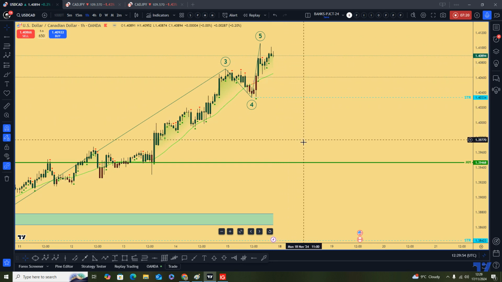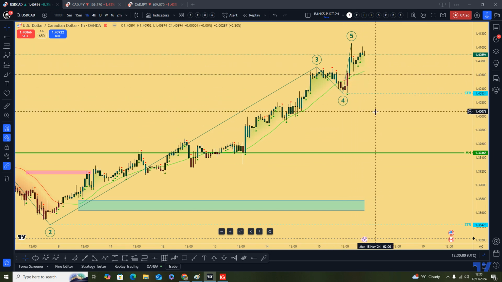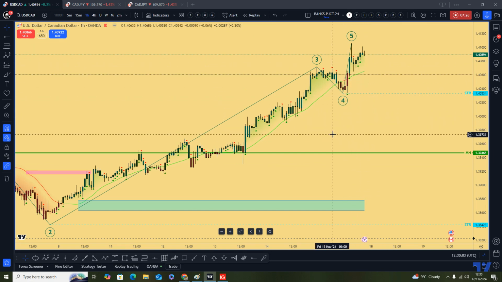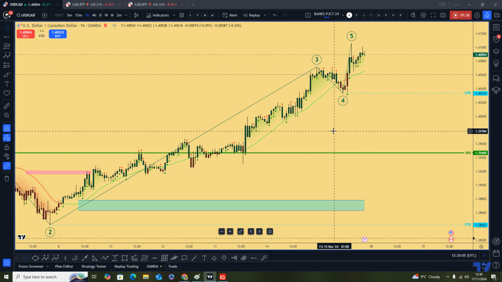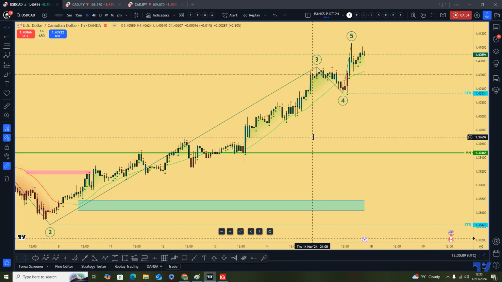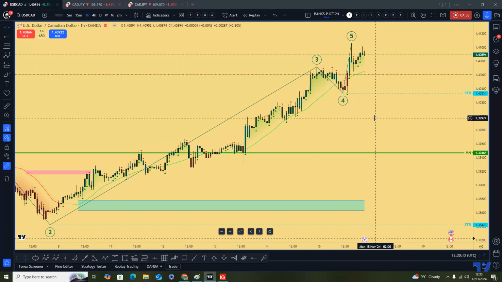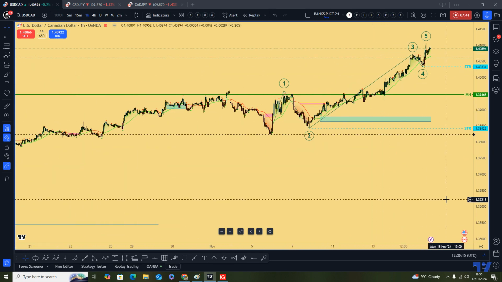Then we can start to look for a decline in the Canadian dollar Japanese yen, in the US dollar Canadian dollar. The CAD is weak. It's actually the weakest pair on the board, and the US dollar is the strongest pair. Okay, so that will probably take some time before we can see a downtrend.